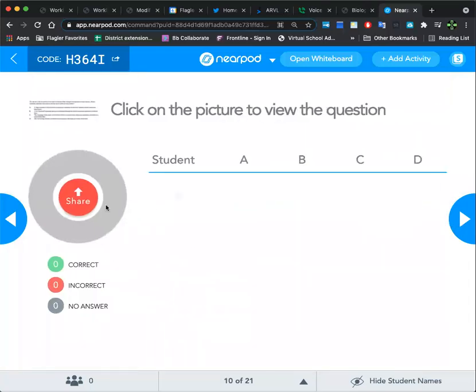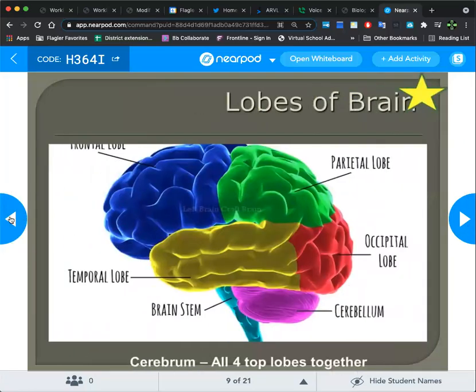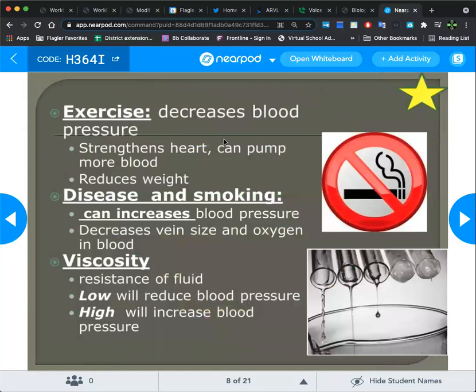I think that's pretty much everything. All right, so that's everything. So that's a little overview of the circulatory system, the important things you need to know, and then that assignment. So if you need any further help, please let me know.